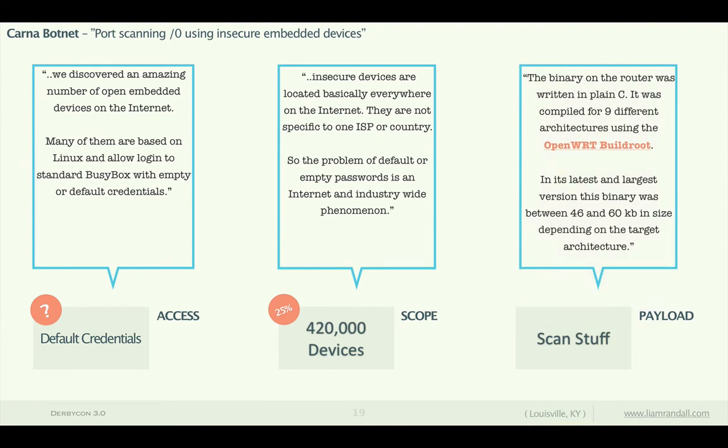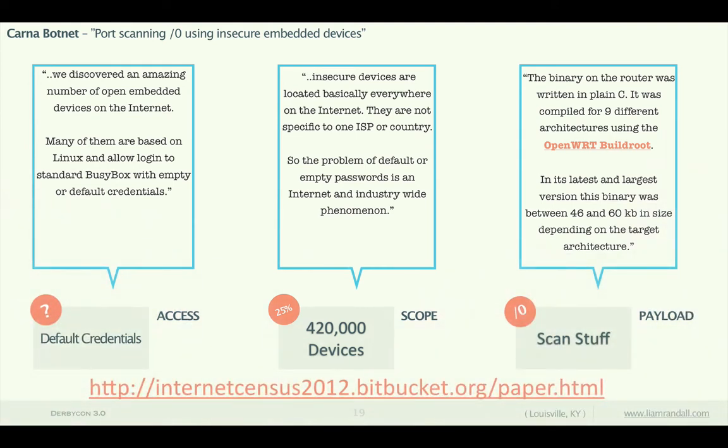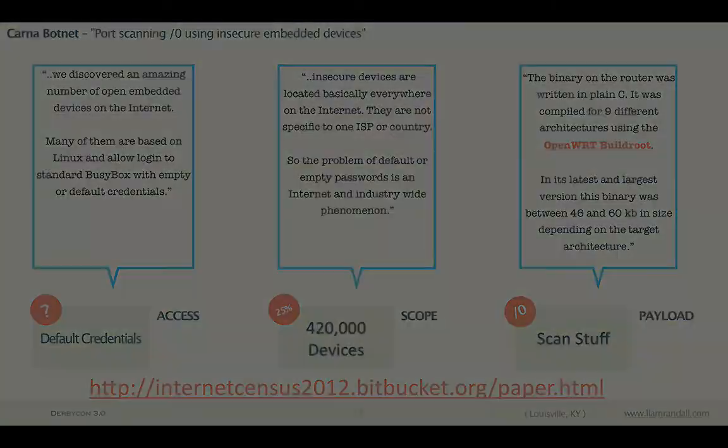As far as a payload, the binary in the router was written in plain C. It was compiled for 9 different architectures using the OpenWRT buildroot. In its latest and largest version, this binary was between 46 and 60 kilobytes in size, depending on the target architecture. They then used this binary to actually scan the internet. They tried to scan /0, and you can download all the results if you're interested in seeing a snapshot of the full internet at the time. They were pretty sophisticated in their scanning. They tried to go in low and slow. Each device would only scan a couple of IP addresses and a couple of ports each.